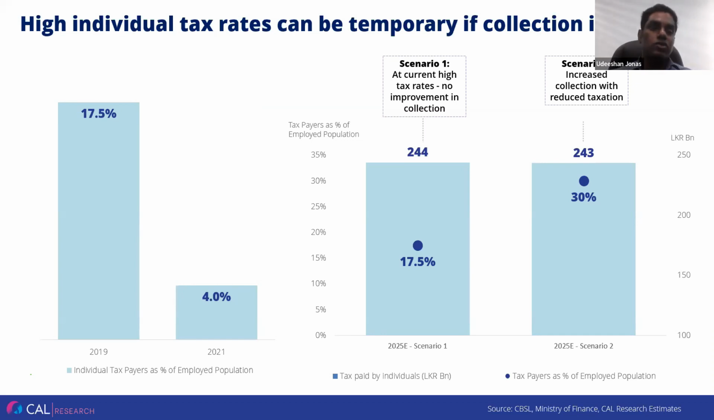This is in comparison to 17.5% of the population, which paid their taxes back in 2019, when it was automatically deducted from your salaries. In most of the cases, it was employment taxes, which were deducted at source. Right? But with the new taxes which came into play from 1st of January this year, we are going back to the old tax regime, where most of the taxes are going to be deducted at source. When I say most of the taxes, I mean your employment taxes.